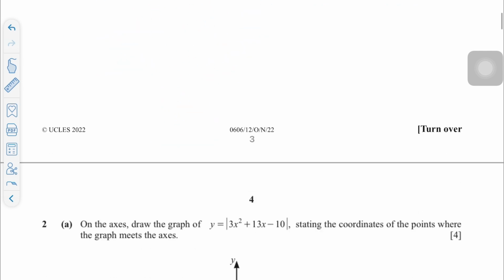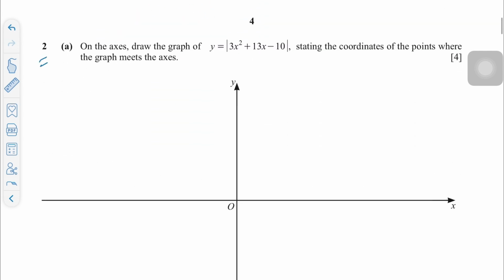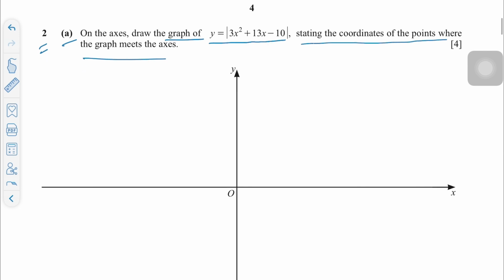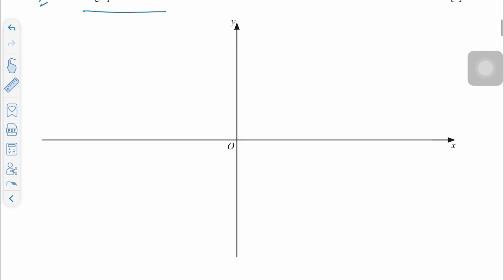Now moving on to question 2, A part. On the axis, draw the graph of y equals modulus of 3x squared plus 13x minus 10, stating the coordinates of the points where the graph meets the axis. We are given the y and x axes. We have to first calculate the roots of the equation, so let's calculate the roots of the equation.